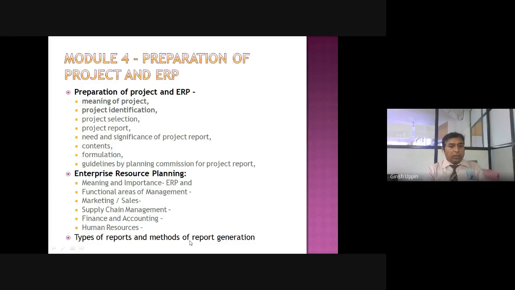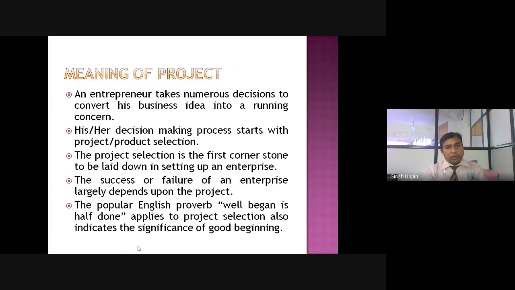Types of reports and methods of report generation. We'll see what the different types of reports are and what the different methods to generate them are. First, we will start with the project. The meaning of a project, many people have given it in different ways. We are going to see what a project is.